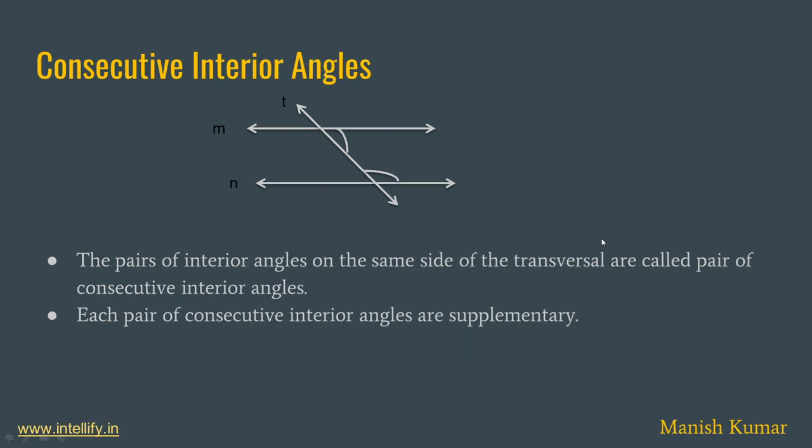Now the next one, that's consecutive interior angles. The pair of interior angles on the same side of the transversal are called a pair of consecutive interior angles, and each pair of consecutive interior angles are supplementary angles. In this figure, M and N are parallel to each other, so this angle and this angle are supplementary angles, and the sum of these two angles should always be 180 degrees.